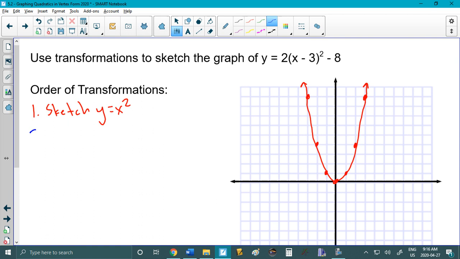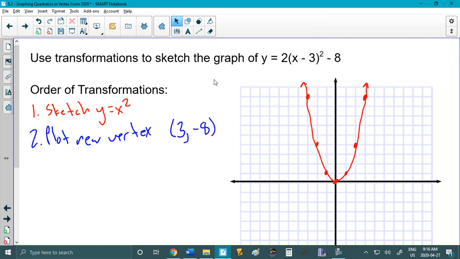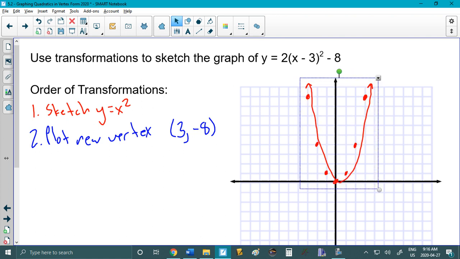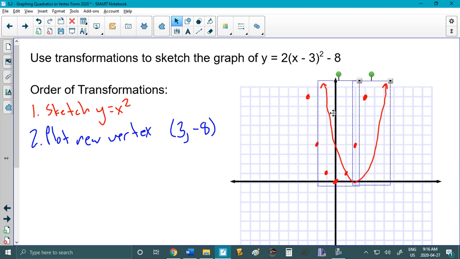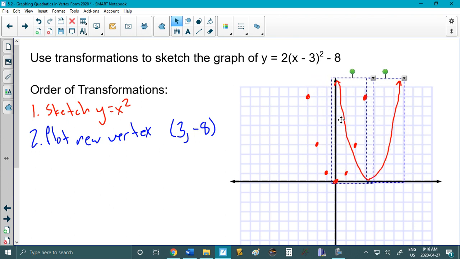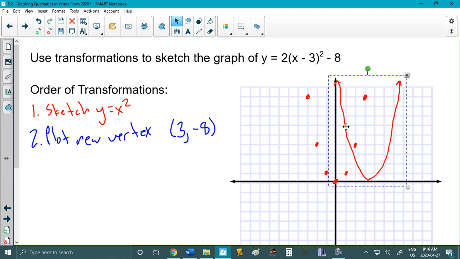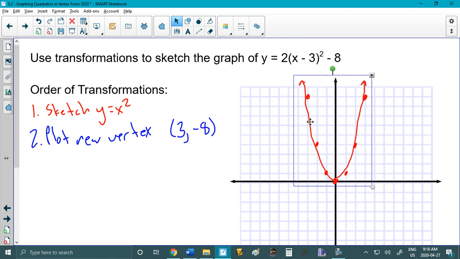And then, so step 2, plot new vertex. And in this case, the vertex is 3, -8. So something else that you could do here, if you had a way to do it, is you would move this curve. Let me group these together. You could move this curve right 3, 1, 2, 3. It's not liking this. And then down 8. So okay, and that would be the first step.